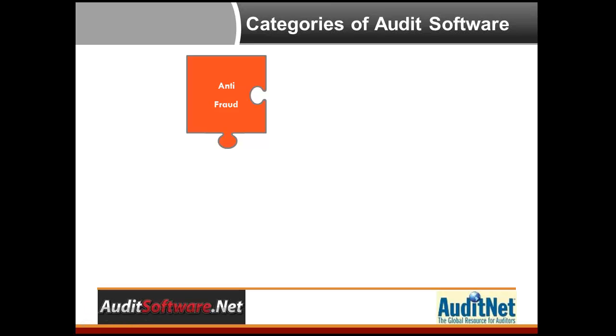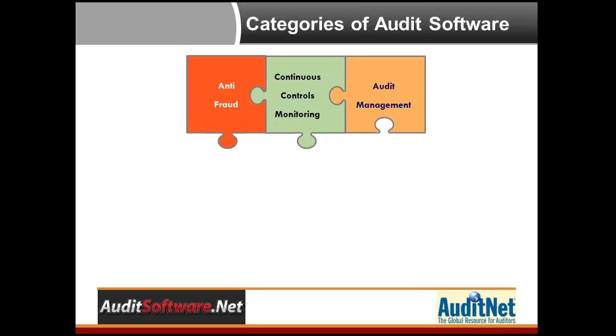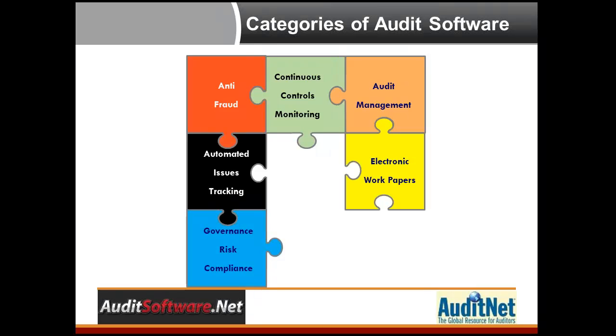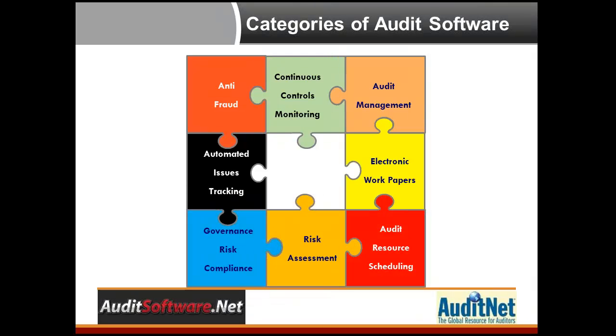Rich, if you click each time, you'll see that something will be added there. These are the different categories of audit software that are available: anti-fraud, continuous controls monitoring. Click again and we come up with audit management software: automated issues tracking, electronic work papers, GRC (governance, risk, and compliance), risk assessment, and audit resource scheduling. But they all really come together with that central one, which is data analytics and data analysis. And that's what Rich is going to be focusing on today.